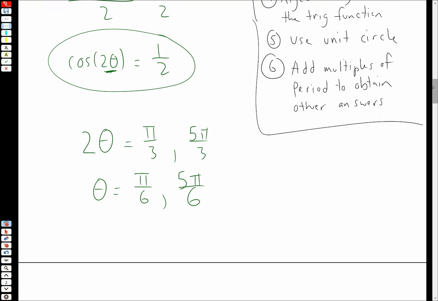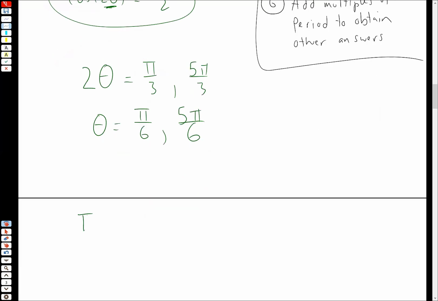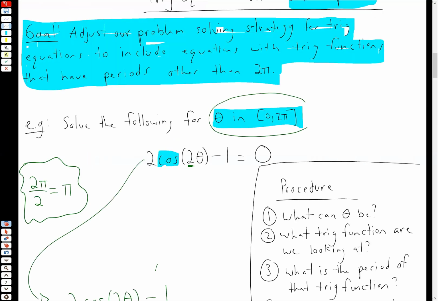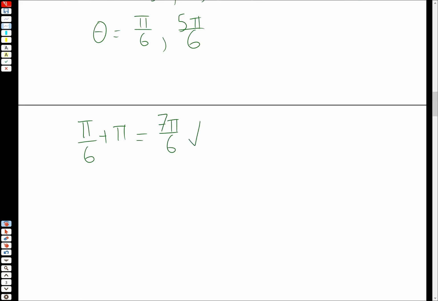What I mean by that is we're going to take pi over 6 and add the period. Remember, what's the period of this trig function? It was pi. So we're going to add pi to this. What is pi over 6 plus pi? That's 7 pi over 6. Then we ask ourselves, is 7 pi over 6 in this interval, 0 to 2 pi? The answer is absolutely. So here's another solution that we didn't have before.